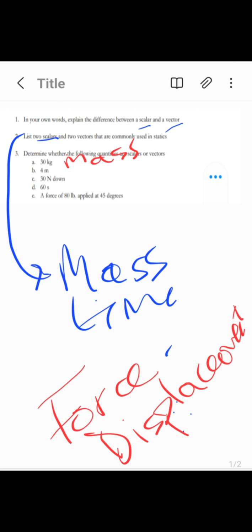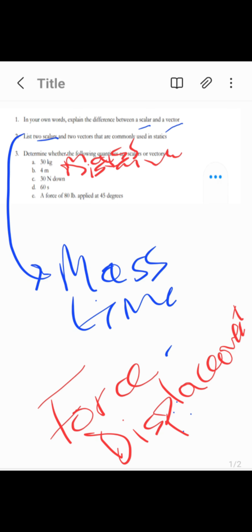Now we're having 4 meters. Perhaps 4 meters could be the measure of distance, because they didn't say anything about the direction. So we will say 4 meters and we'll be done. So distance definitely is also a scalar. Now here they say 30 newtons down. When they talk about 30 newtons down here, it seems like they are talking about force. So definitely force is a vector quantity. And then of course 60 seconds is time, and time is a scalar quantity.